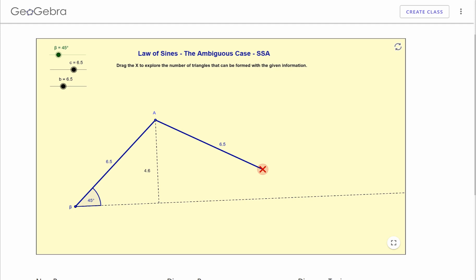you see that we know one side is 6.5, and then we have an angle that's 45, and we have another side that's 6.5. So this is side-side-angle, the ambiguous case. Basically, we don't know all three sides, and we don't know two sides and the angle between them. So the question becomes, can you make a triangle out of this? Can you not make a triangle? Can you make one or two triangles?